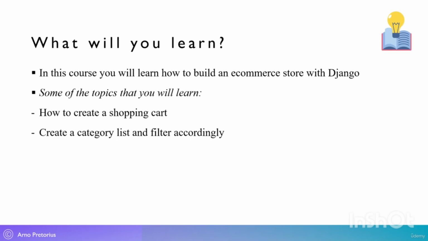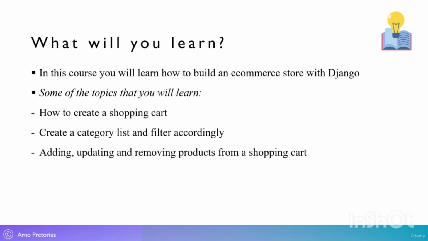What I mean by this is, let's say, for example, you have an e-commerce store that is based on selling books. And in your category list, you could have books sorted according to, let's say, horror books, romantic novels, educational books, and such. And then basically, you would select that category, and then it will show you all the books in that category, hence the filtering. You'll also learn how to add, update, and remove products from your shopping cart.